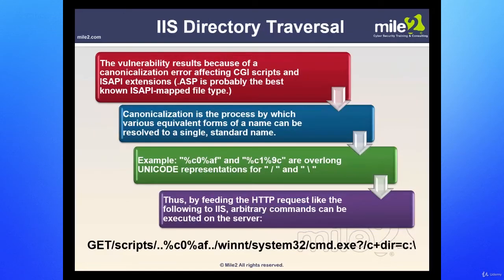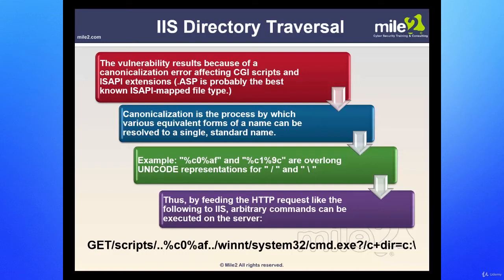With that in mind, we could do things like IIS directory traversal, also known commonly as directory traversal attacks. The vulnerability results because of a canonicalization error affecting the CGI scripts and ISAPI extensions, like your ASP, which is generally known as the ISAPI map file type. Canonicalization is the process by which various equivalent forms of a name can be resolved to a single standard name.